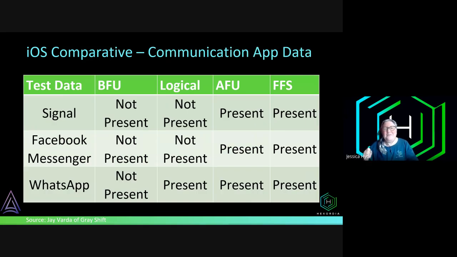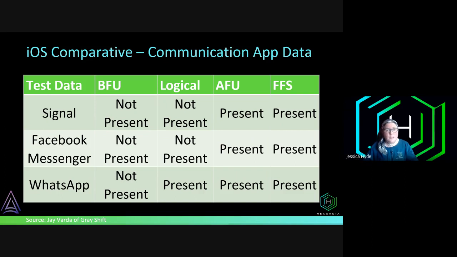battery on. When we start talking about other communication applications, again, third-party apps, we'll see variance in data. For example, with Signal, you're going to need the AFU or the full file system to get that communication data. Now with Facebook Messenger, it's the same, but WhatsApp, both Meta products, both the same parent company, you can get data in the logical. So just note that there's going to be variance for every single third-party app.